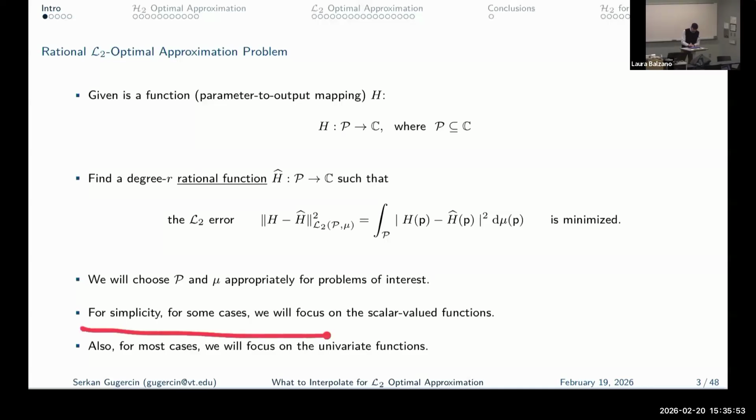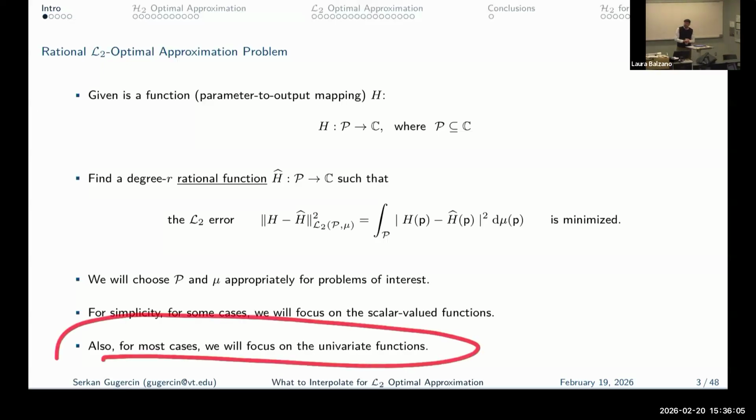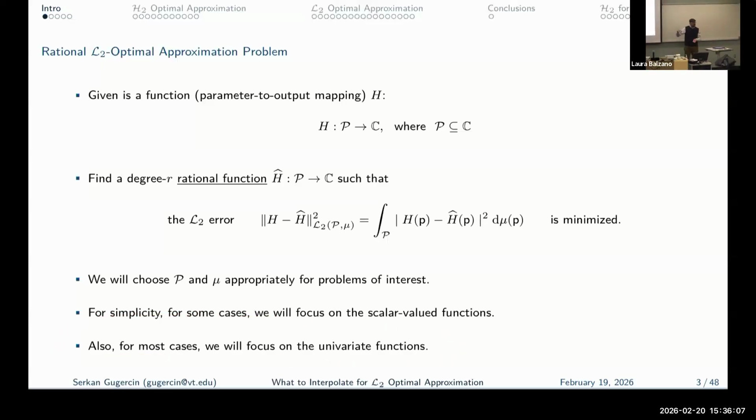For simplicity, in most cases, I'm going to talk about scalar valued functions, but the theory applies to vector valued functions. Indeed, most of my examples will be vector valued. And for most cases, I'm going to talk about univariate functions, but some of this theory is already extended to the multivariate case. But it's too much, I already have too many slides. Don't worry, I don't have 48 slides. It's up to like 35. The 48 happens, but we don't need to get there.